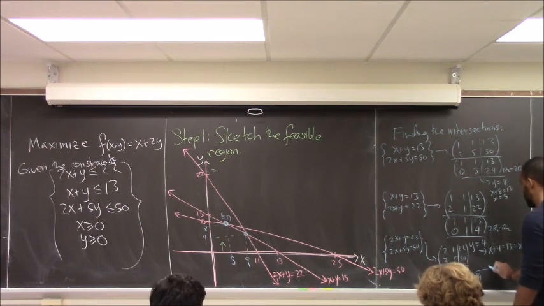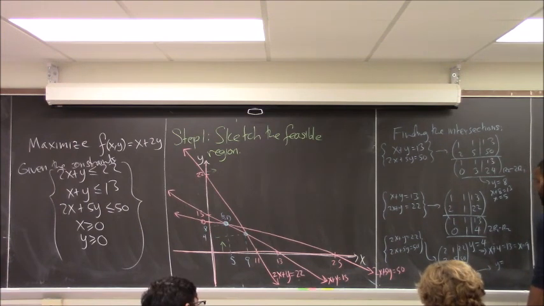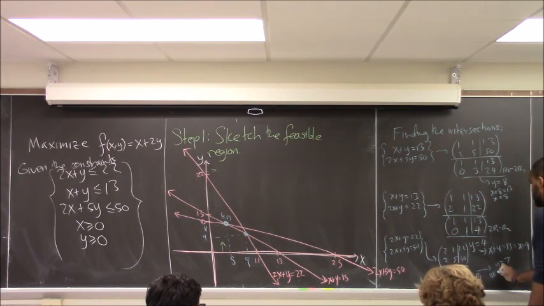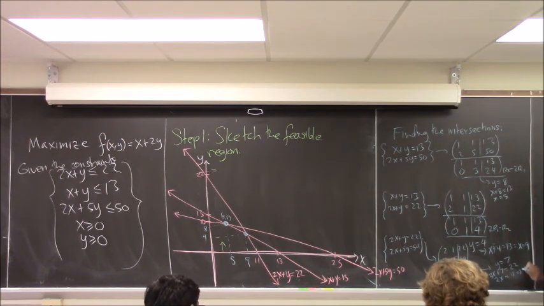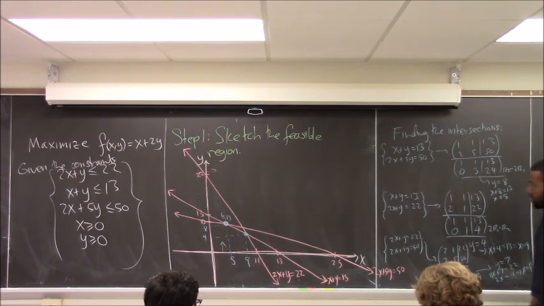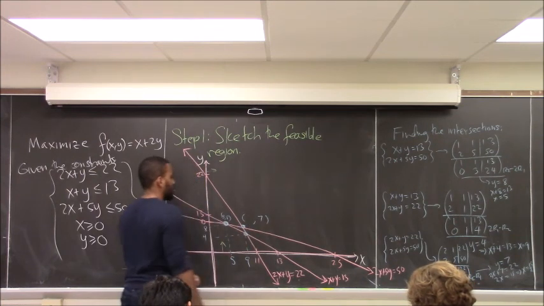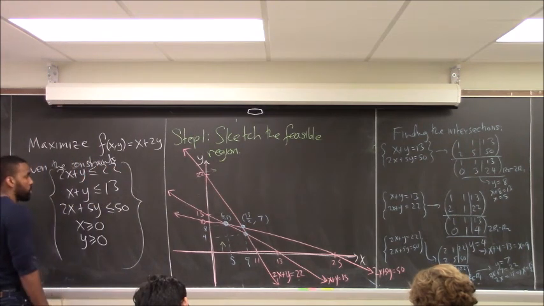4 goes into 28, right? So this means that your y is going to be 28 over 4, which is 7, and your 2x plus the 7 should be 22. So this means that your 2x is going to be 22 minus 7, 15. So x is going to be 15 over 2. So for here, it's going to be at 7, comma 15 over 2. It's going to be 7.5.